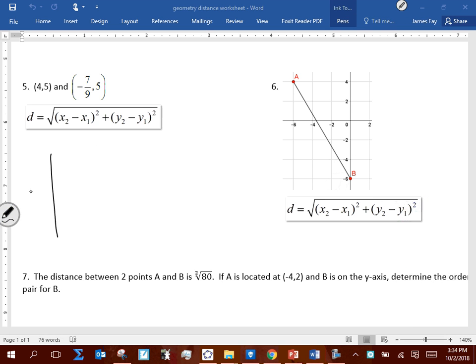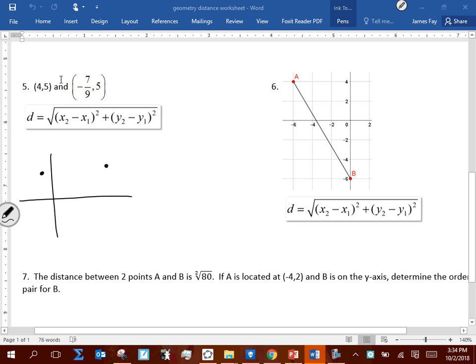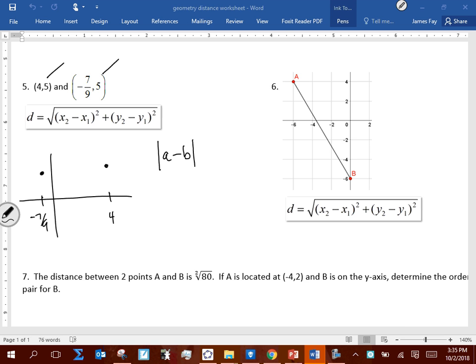If I were to graph this thing, -7/9, 5 might be right there. 4, 5 might be right there. That is a horizontal line because they both have the same y value. So if I got a horizontal line, and this is at -7/9, and this one here is at 4, if you remember, all I have to do is the absolute value of a minus b. If that's a, and that's b.